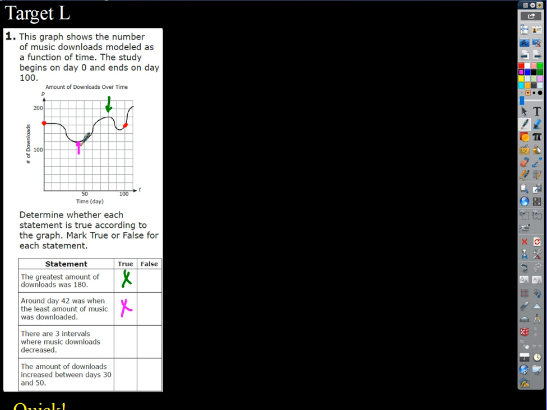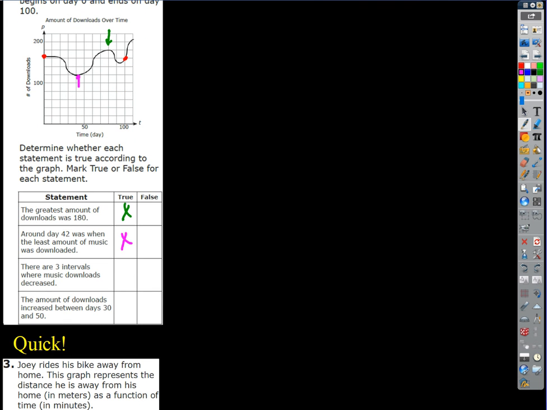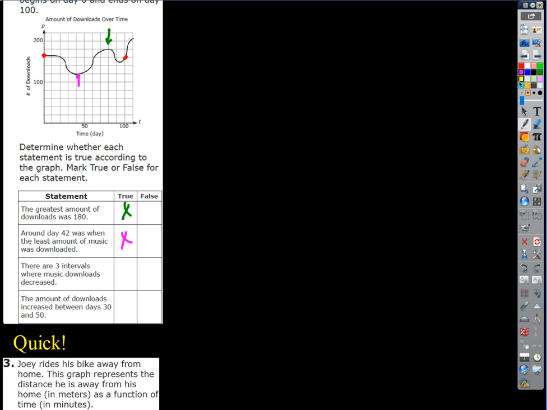There are 3 intervals where music downloads decreased. Okay, we did a ton of this stuff earlier in the year. A decreasing function means what on the graph? Okay, so in other words, it's going downhill from left to right, right? So if we look at the intervals where the function is decreasing, it looks like from about there down to there, right? Then it increases, and then there's one more interval right there. Oops, I didn't draw that very well, but you get the idea, right? Where it decreases again. How many intervals where it decreases? 2, not 3. So that one is false.